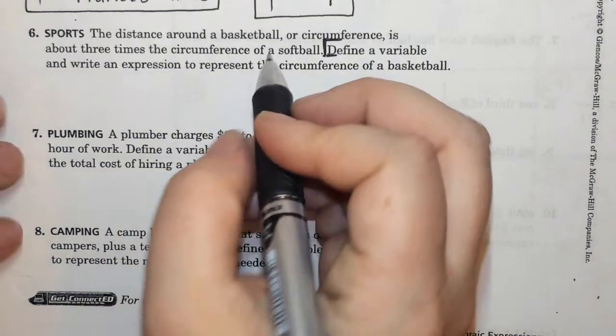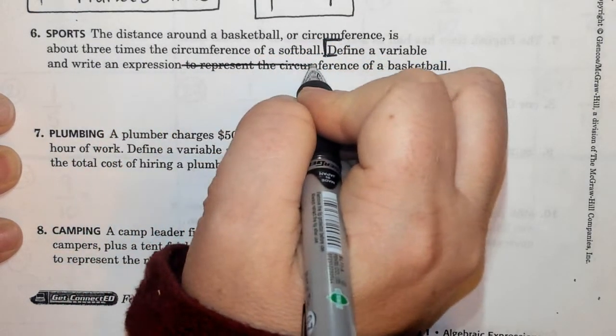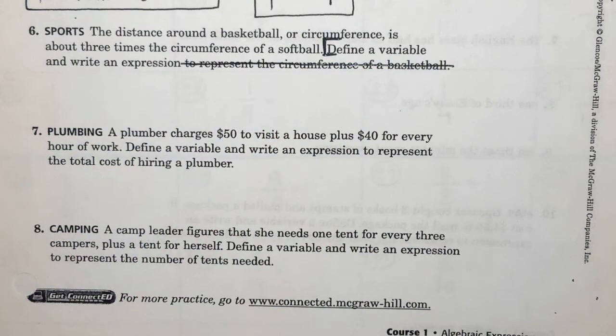So that means this information to represent the circumference of a basketball, that's not going to be used in my actual problem that we're writing. So I'm going to mark it out so I don't try to use it. It's what we're representing. It's what my problem's going to tell me. It's not actually in my problem. Y'all okay with that?